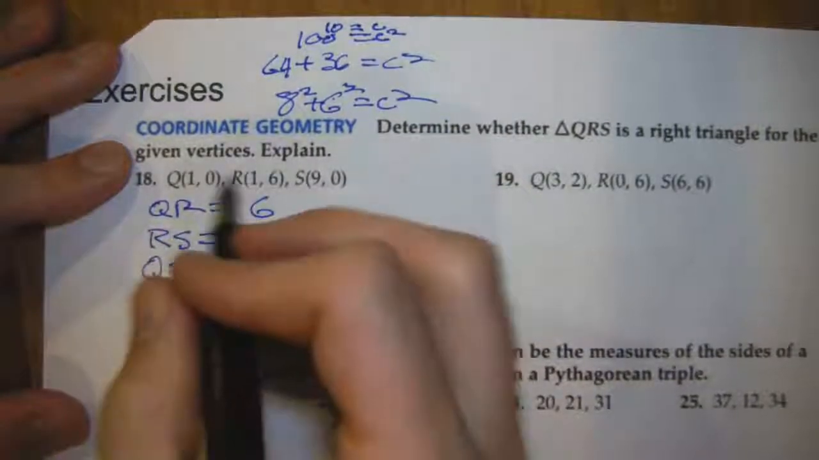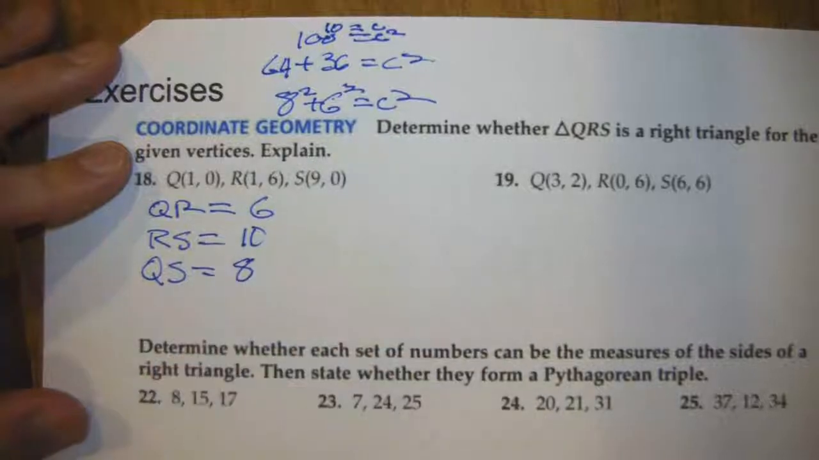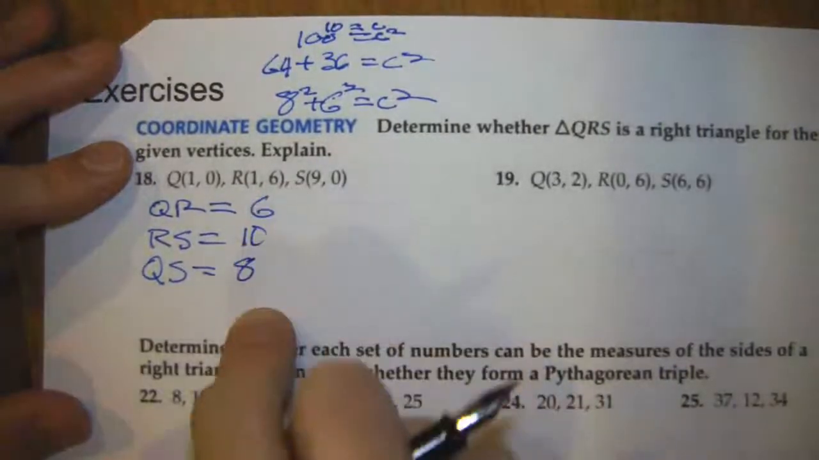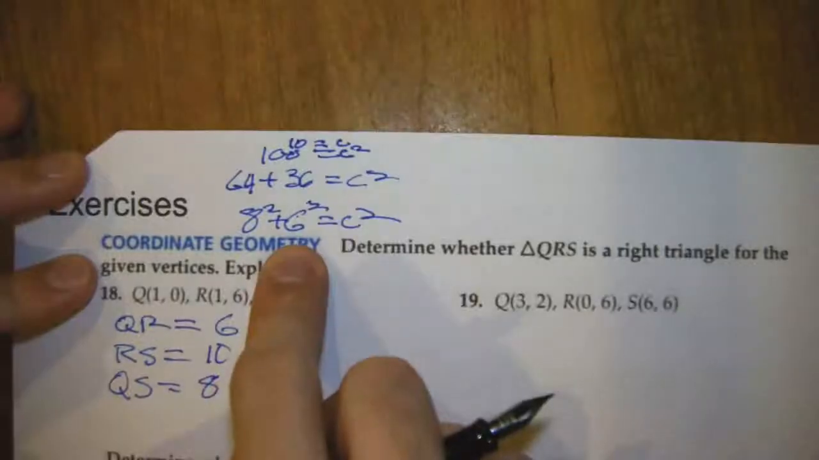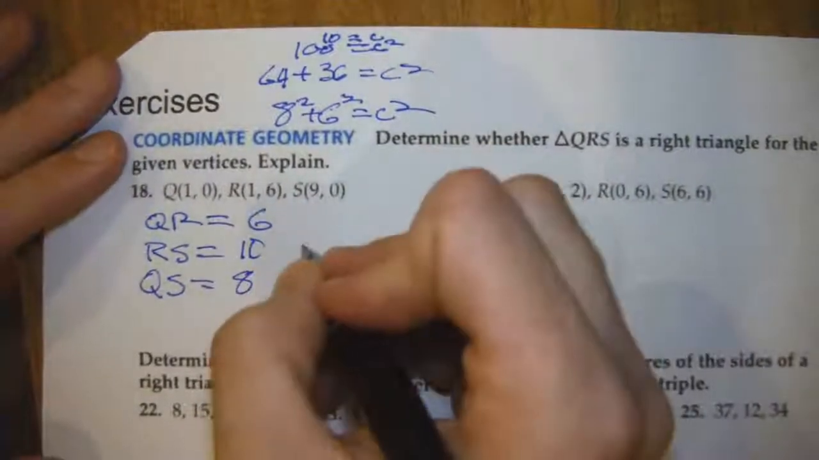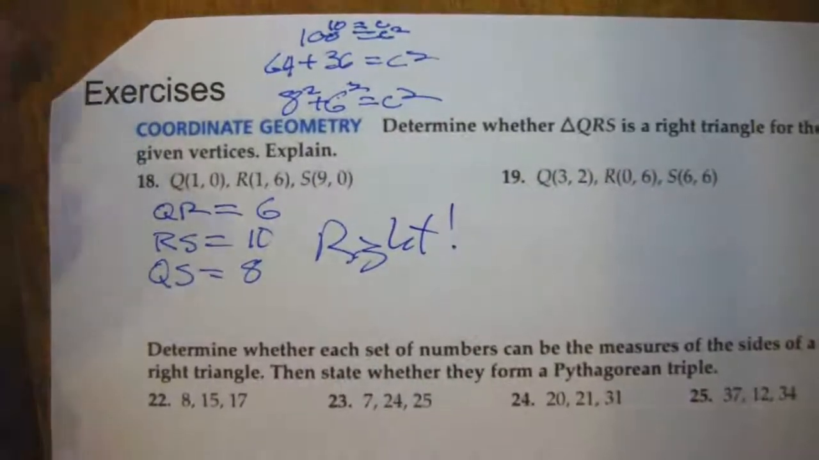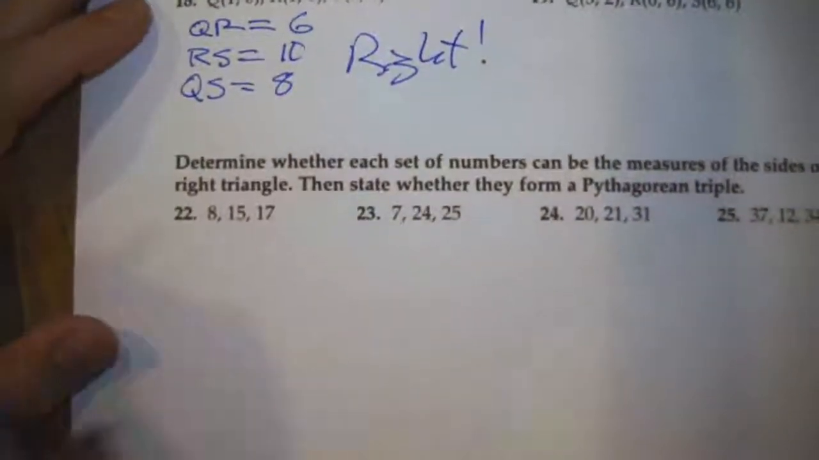And then our last one from Q to S, let's see, we have a difference of 8. Excellent. So if I look at those, well, geez, isn't that familiar? 6, 8, 10. 6, 8, 10. So yeah, very much a right triangle. It works within the Pythagorean theorem. Cool. All right. Let's try another one.